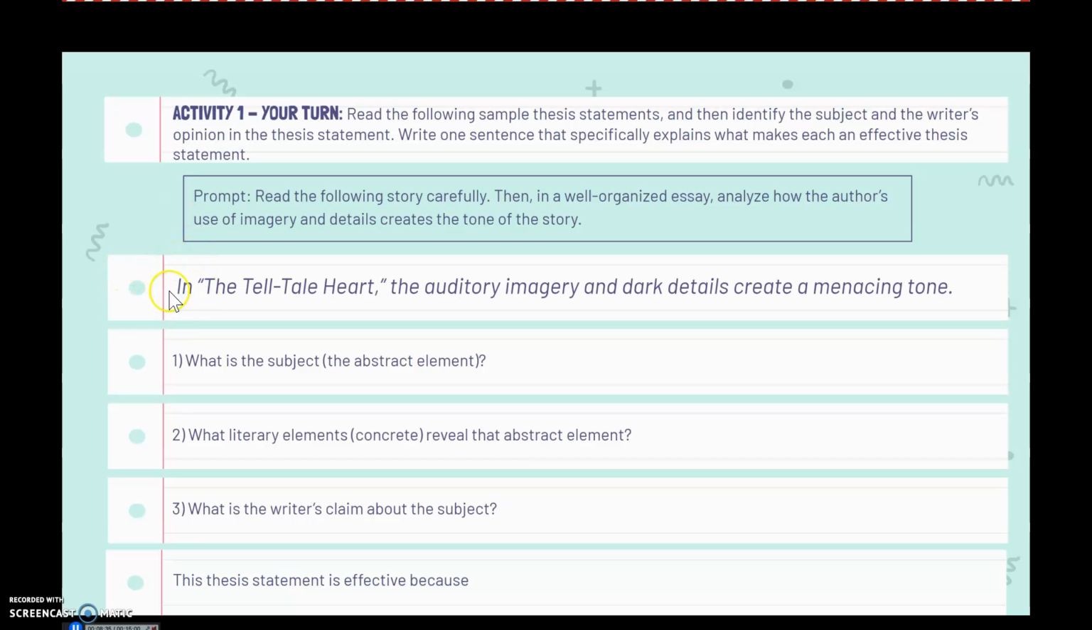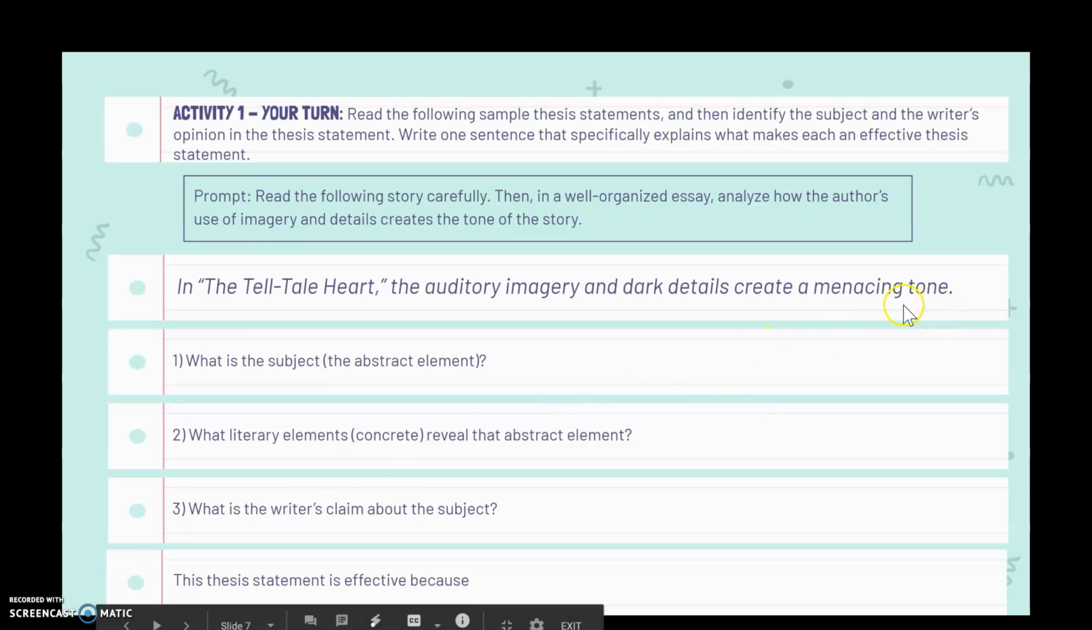Here we are. In The Telltale Heart, the auditory imagery and dark details create a menacing tone. So what is the subject? What's the abstract element? What thing is not tangible? The tone of The Telltale Heart. What literary elements, what concrete evidence am I going to use to reveal that abstract element? The auditory imagery and dark details.